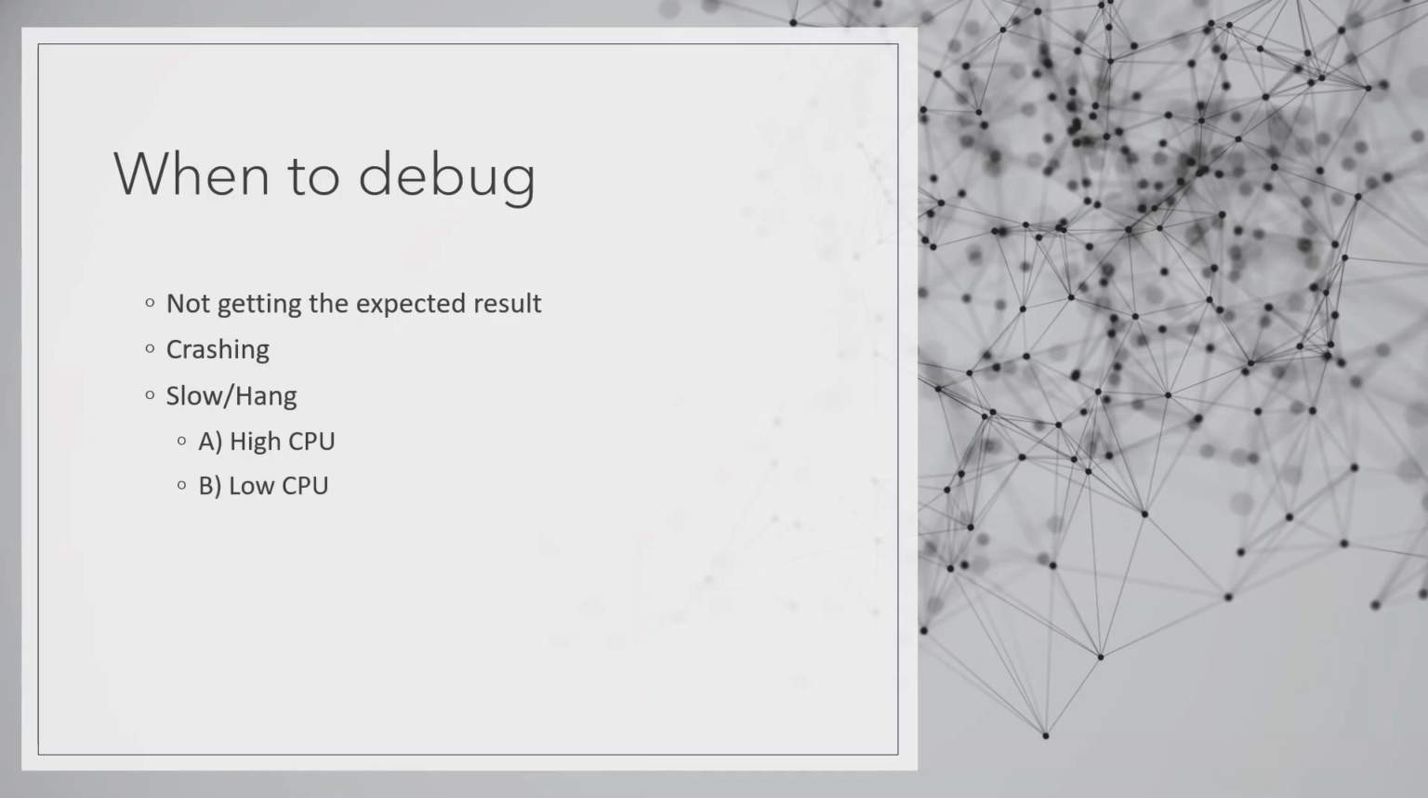And the other one is a low CPU hang. This generally happens when your application is waiting for some kind of I/O, right? It's waiting for some data from the network. So that's when it's a low CPU hang. If you go to the task manager, you'll see that that application is not taking much CPU, maybe a couple of percent, 1% or 5%. But still it's slow. It's not responding properly, right? So that's what you call a low CPU hang.